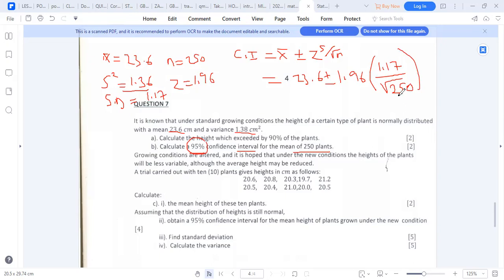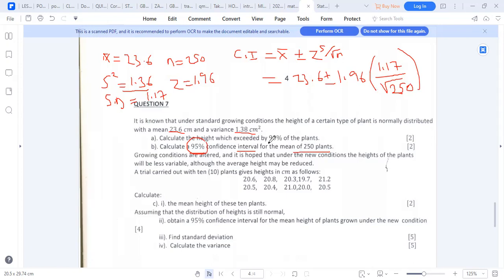Is it making sense now? So it's important to master the song here. If they gave us 98%, our Z would have been 2.33. If they gave us 99%, our Z would have been 2.575. All right, so you need to know that song I was teaching you. So I'm not going to get the answer. This will be your homework.